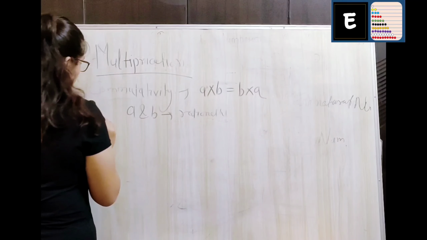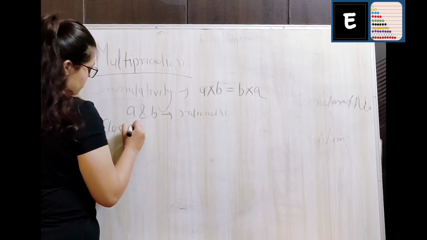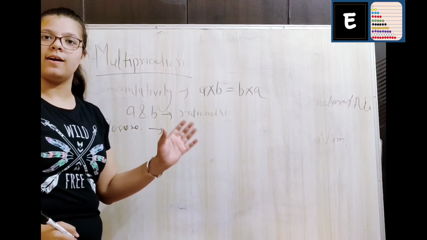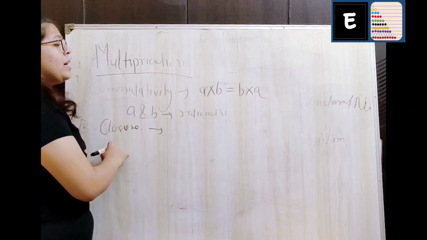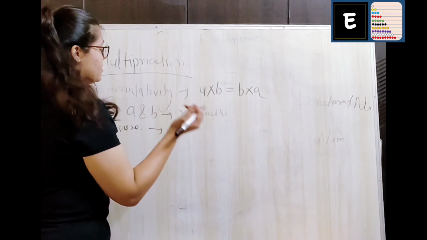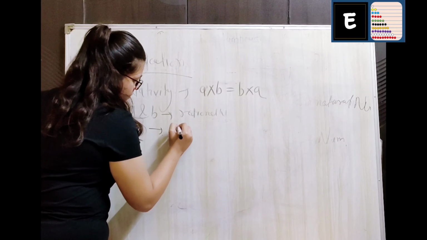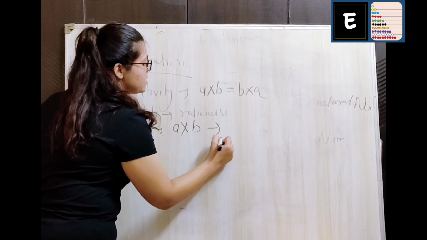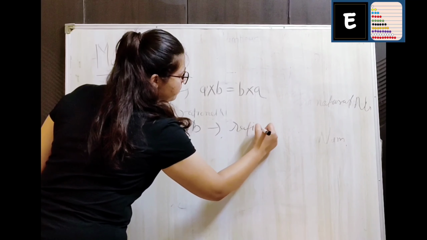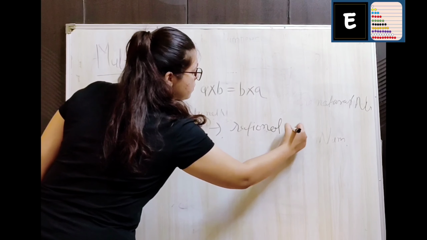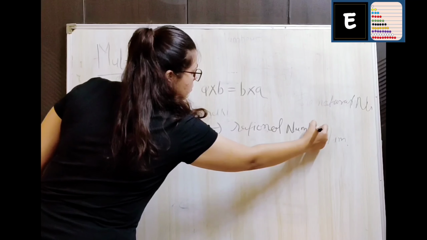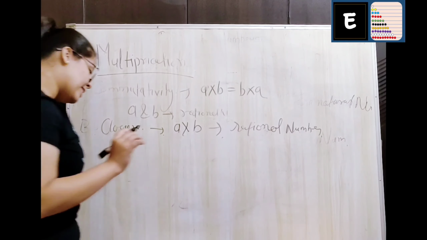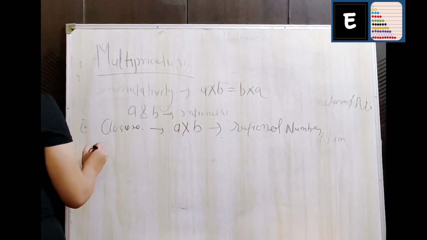Second, we have closure property. What we are seeing in addition, if we add two rational numbers, the answer will be a rational number. Same, if we multiply two rational numbers, the answer will be a rational number. For example, a and b are two rational numbers. If we multiply a and b, the answer will be a rational number. Okay, so this is our commutative and closure property. Next, we have existence of identity.